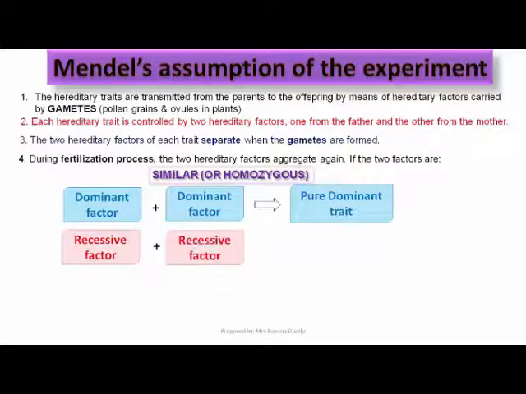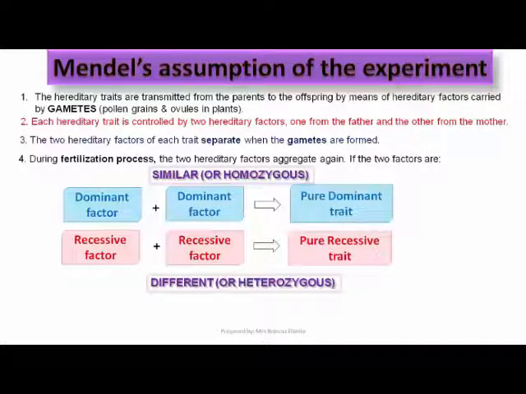Recessive factor plus recessive factor gives a pure recessive trait. What does that mean? If I have the aggregation of two different plants with recessive factors, meaning their seeds are green, because we said that green color is the recessive factor. So the green color of the first plant joins with the green seed of the second plant, two recessive factors, because the green color again is recessive. The green seed of the first plant plus the green seed of the second plant are going to give a new plant. Pure recessive trait means another plant with a green seed.